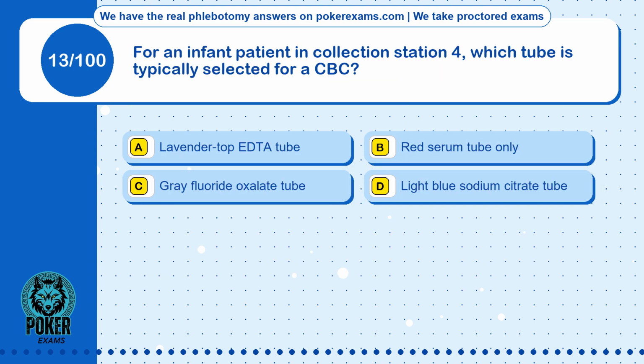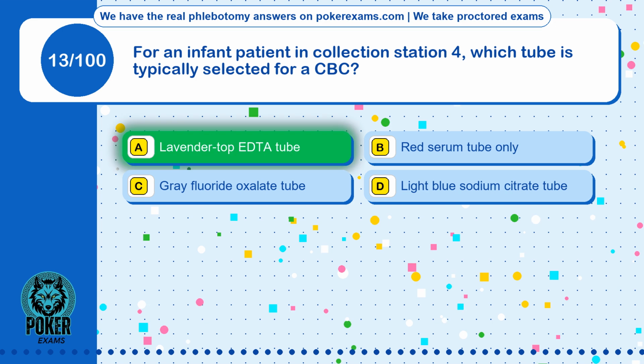Question 13. For an infant patient in collection station 4, which tube is typically selected for a CBC? Option A, lavender top EDTA tube. Option B, red serum tube only. Option C, gray fluoride oxalate tube. Option D, light blue sodium citrate tube. The correct answer is option A.